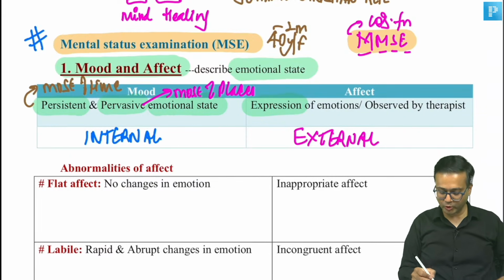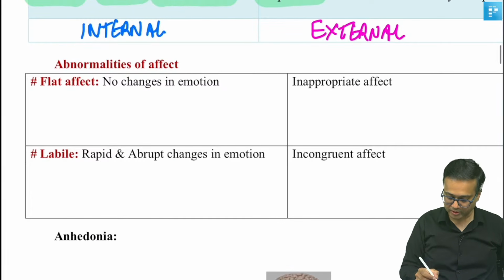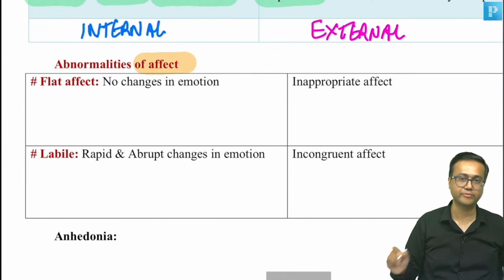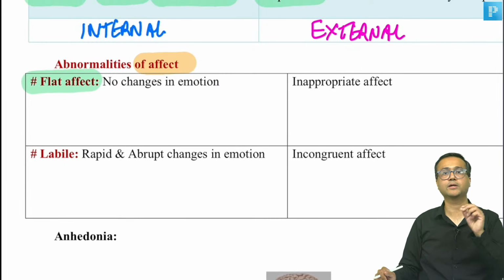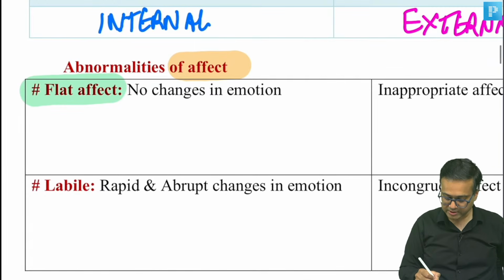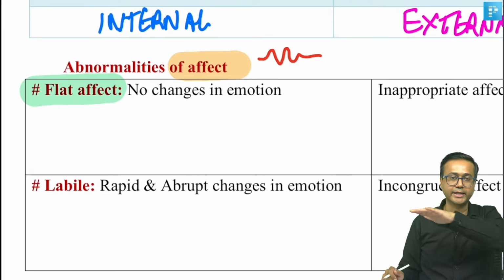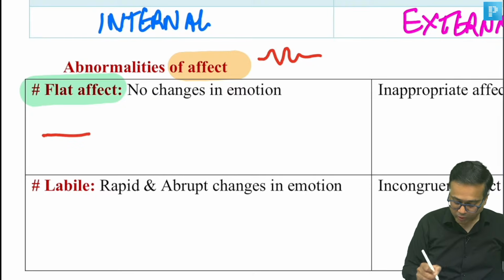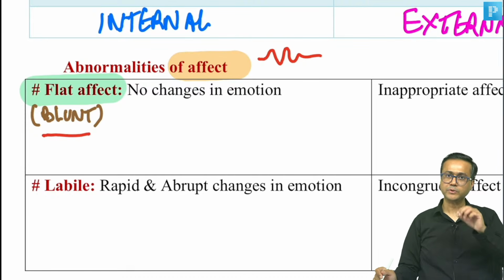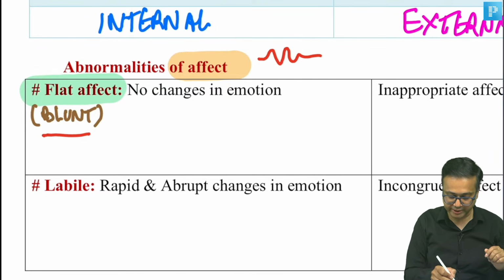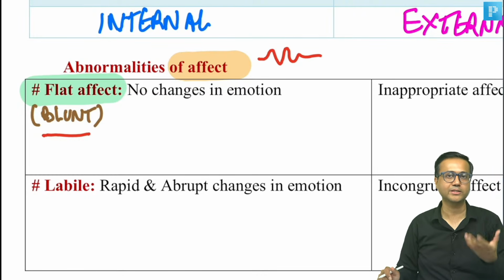Now let's discuss some important abnormalities of affect. This table is very important. The first important abnormality we'll discuss is flat affect. Again, don't mug up anything. See, when we do ECG, you see such waves on the ECG. How is the ECG of a person who is dead? It's a flat line. Also remember, flat affect is sometimes referred to as blunt affect. So this is the meaning of flat affect, as if the emotions are dead. There is no change in the emotion. So please see this. This may be asked in the exam.